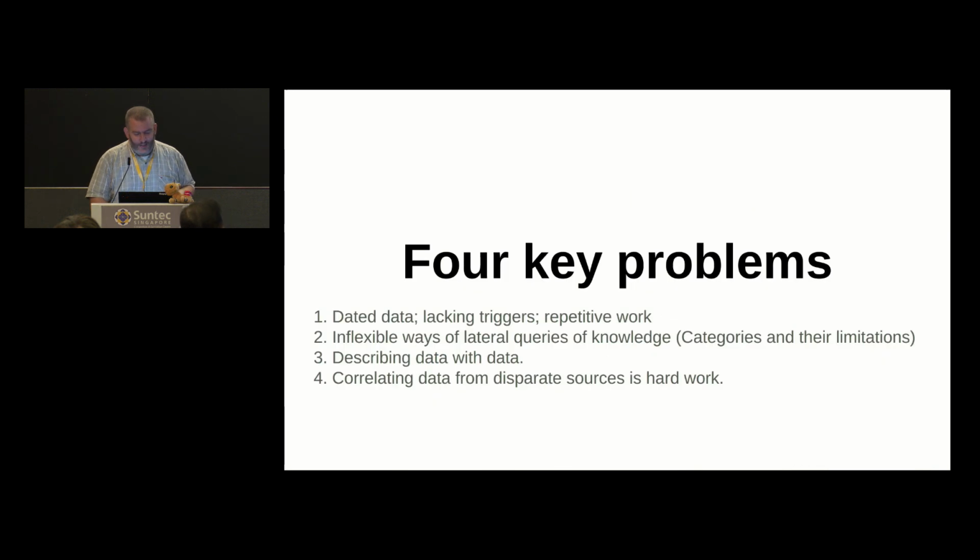Anyway, before I show you Wikidata, before I walk you through Wikidata, I want to start by talking about four key problems that led to Wikidata. The first one is that data becomes out of date. If I have a piece of data like the population of Singapore, or the name of the mayor of Berlin, these are pieces of data that are not permanently forever true, right? They become out of date.